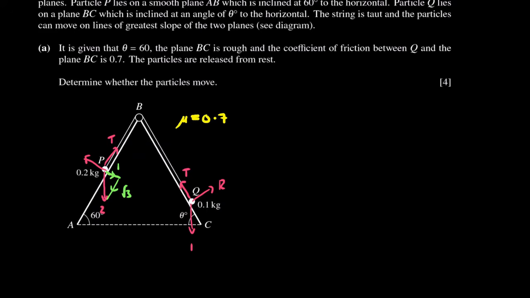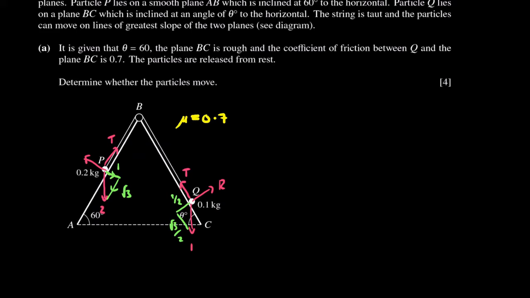And I'm going to include the components parallel and perpendicular to the plane as I did already. Again, this angle here is going to be theta, which in this case is 60 degrees. So the parallel component is going to be 1 sine theta, which will be root 3 upon 2. And the perpendicular component will be 1 cos theta, which is going to be a half. Okay, so that is our force diagram.